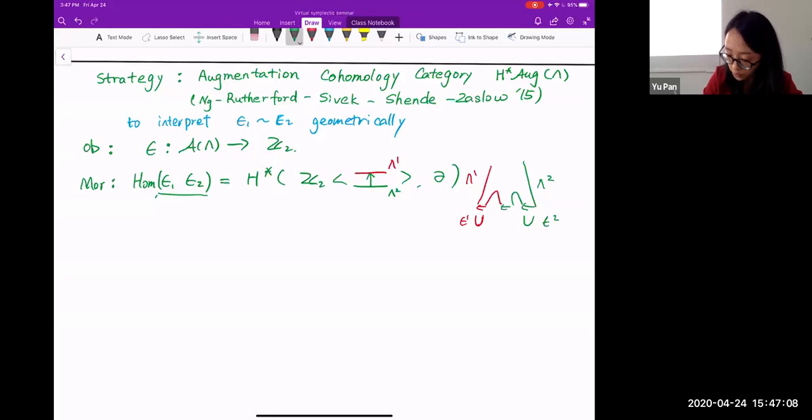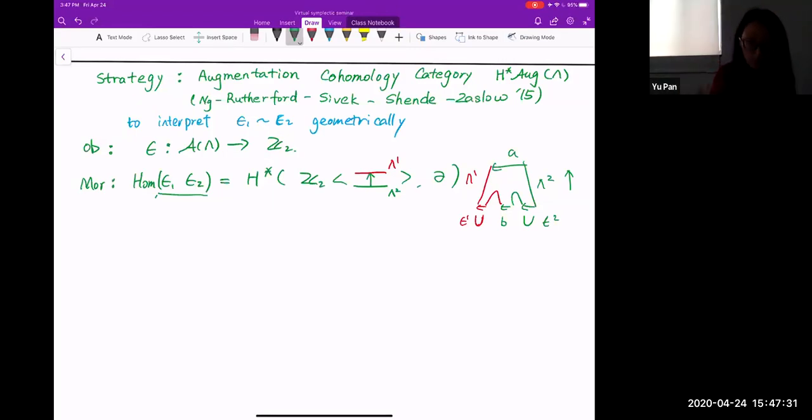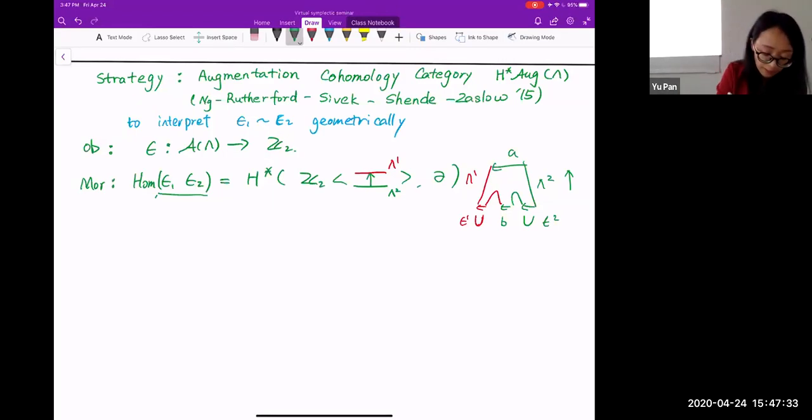And now we are left with some mixed ripple on bottom and some mixed ripple on top. And then this differential will just map B to some number times A. And the differential has grading plus one. That's why we're taking the cohomology. All right, so that's the morphism.